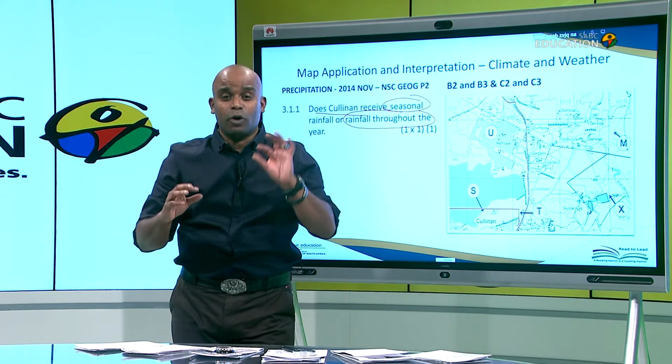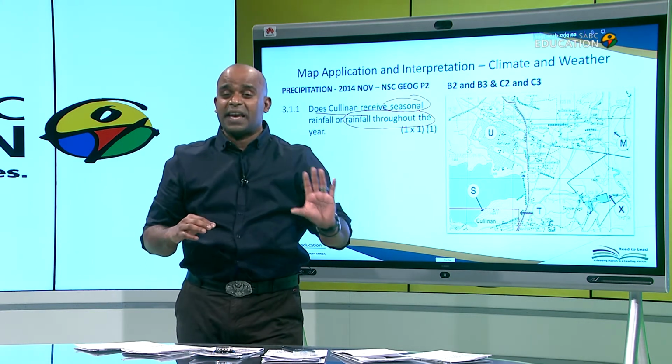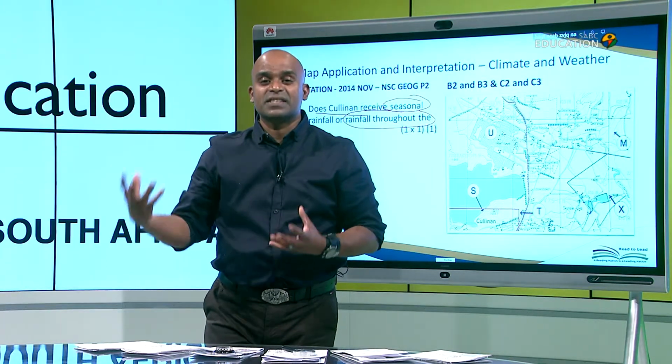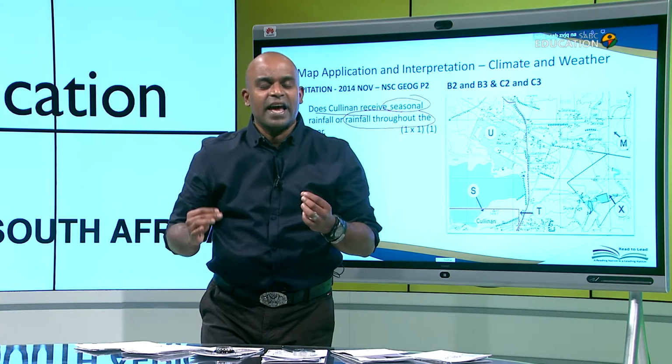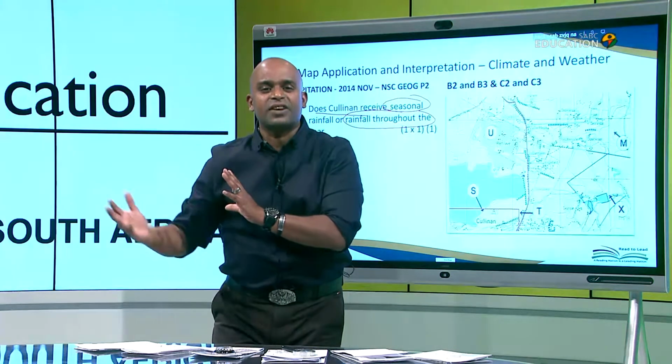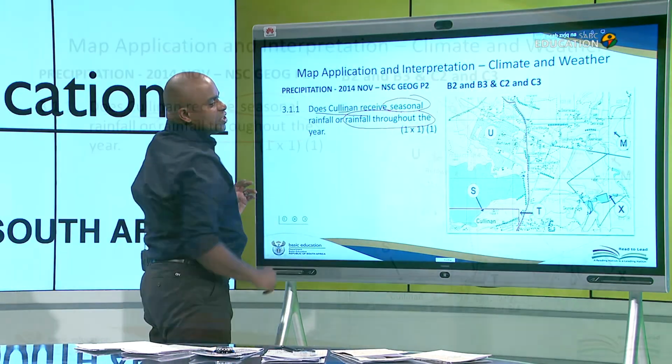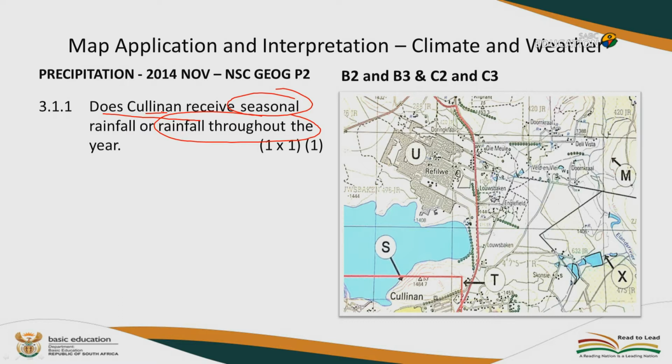It is only the Western Cape that has rainfall with specific location of the Cape Town during rainfall in winter. So what does this mean? South Africa is a reasonably dry country, and we experience seasonal rainfall throughout the year. Looking at the question, Cullinan, which is located in central Gauteng, to the northern part of Gauteng, has seasonal rainfall.